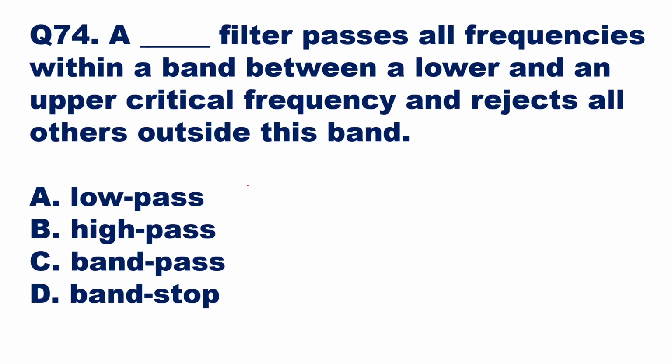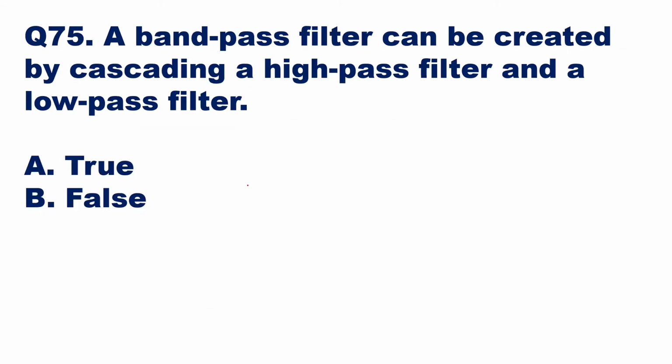A dash filter passes all frequencies within a band between the lower and the upper critical frequency and rejects all others outside this band. So it is going to pass frequencies of a certain band, and it is going to reject all the frequencies outside the band. That is nothing but a band pass filter. So option C is the right answer here. Band pass filter is the right answer. Then we'll go to question 75.